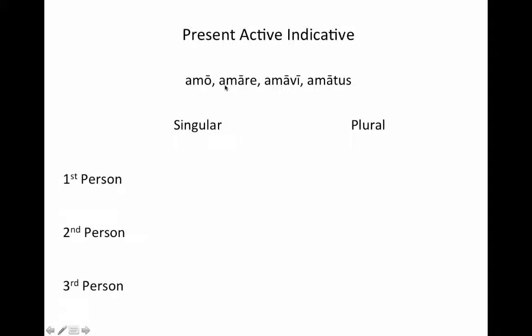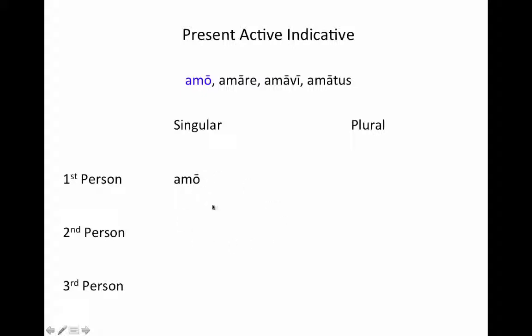But now we want to conjugate this verb. So the first thing we do is we look at that first principal part, amo. And that literally only tells you one thing about the verb. It tells you I love in this case. And so that's the first person singular. That is the only thing that first principal part tells you.